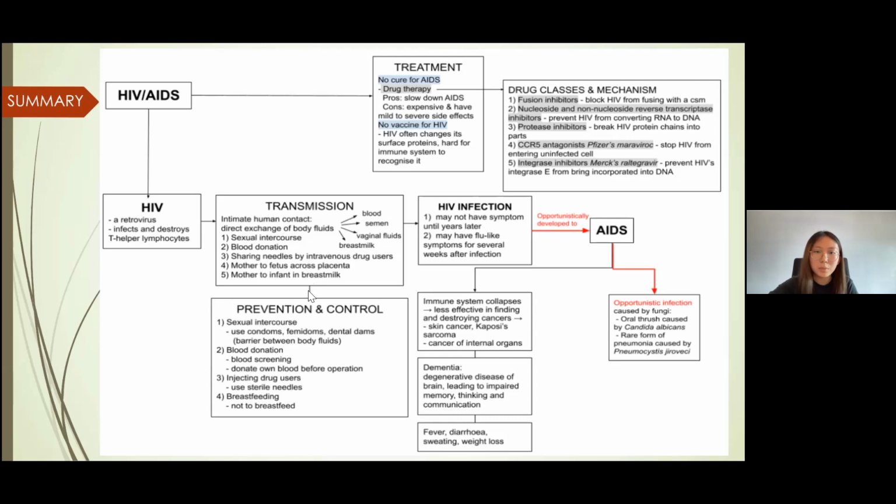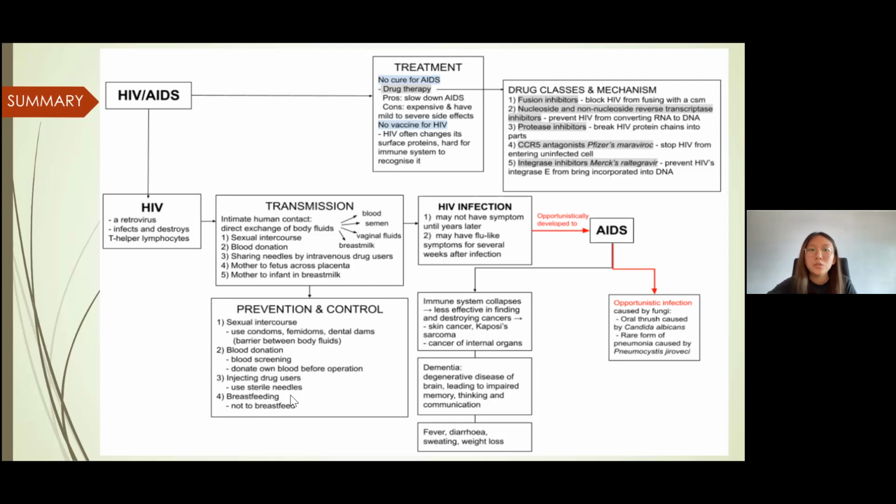And this transmission can be prevented and controlled by using condoms, femidoms, and dental dams for oral sex and during sexual intercourse. These condoms, femidoms, and dental dams act as a barrier between the body fluids. Also, blood screening to kill HIV in donated blood, and donating your own blood before an operation, as Sharmaine mentioned, and also using sterile needles for injecting drug users.